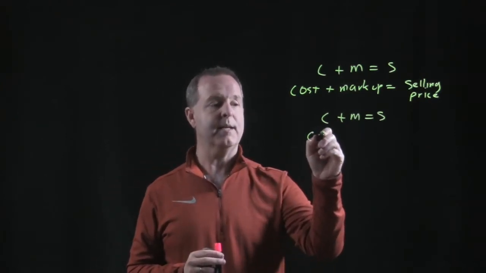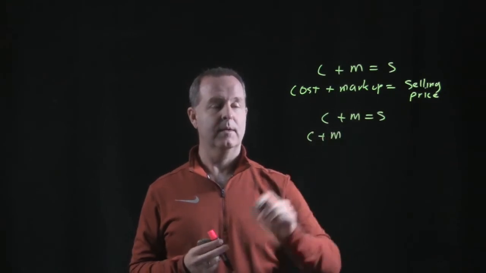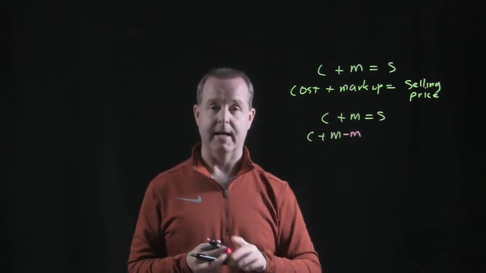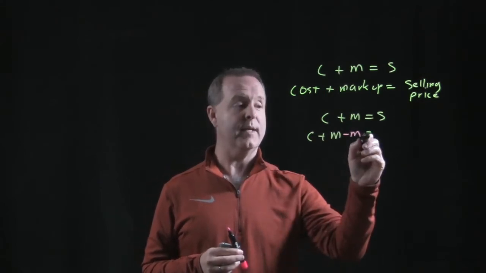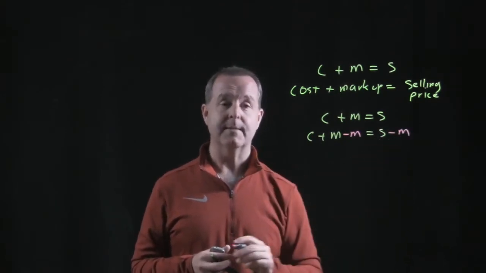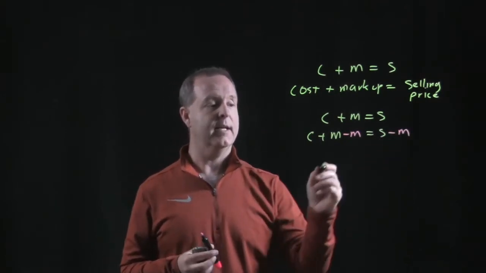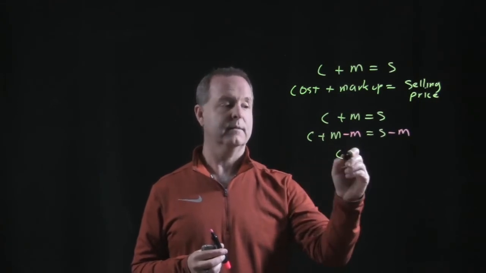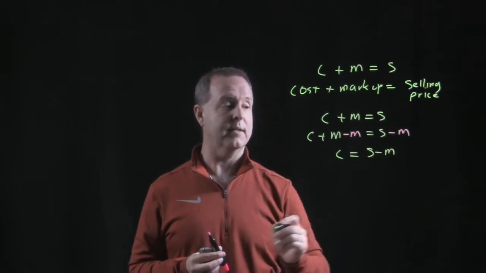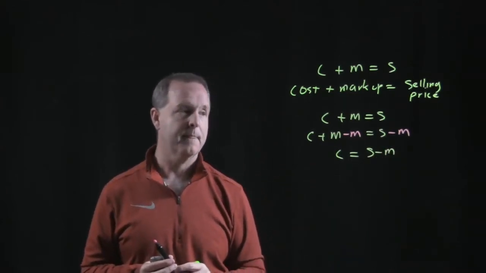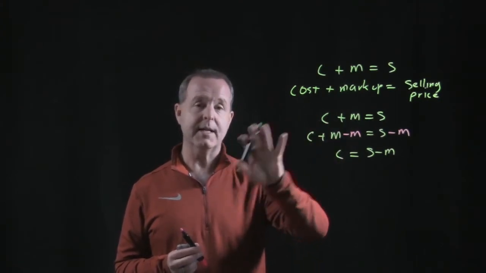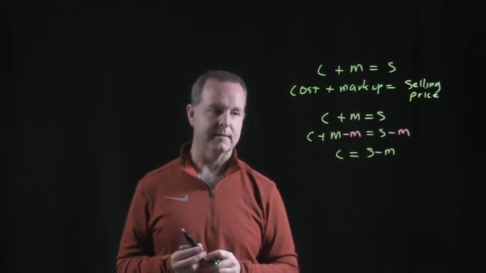Well, let's take C plus M, subtract M from that side. What do we do to one side? We have to do to the other side. So I subtracted M from both sides, and now I'm left with an equation that says cost equals sales minus, or the selling price minus its markup. So this type of ability will be useful for us in understanding lots of different types of ideas.